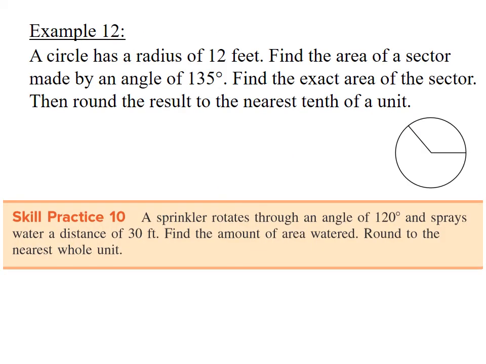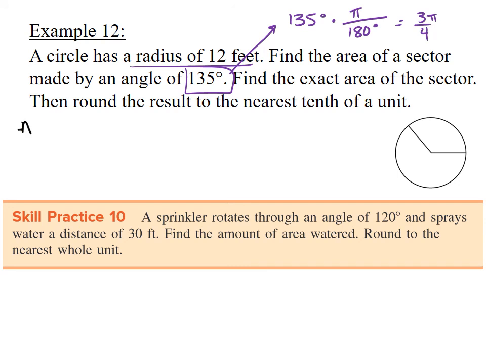So, in our first example, we have a circle with a radius of 12 feet, and the angle measure is 135 degrees. So I need to do a quick conversion. I need to convert this to radians. I know that there are pi radians in 180 degrees. When I simplify this, I get 3 pi over 4.